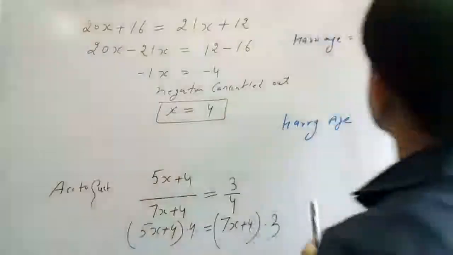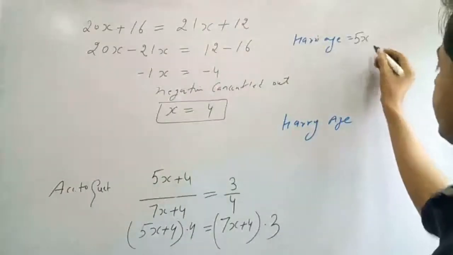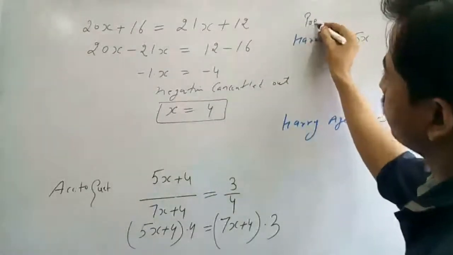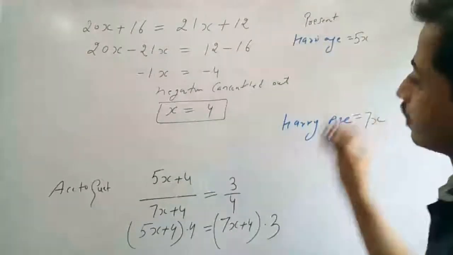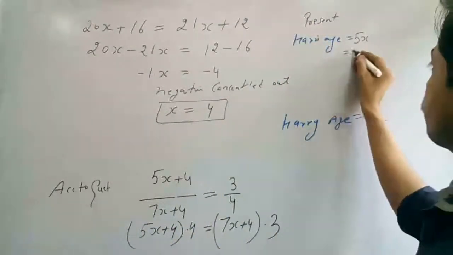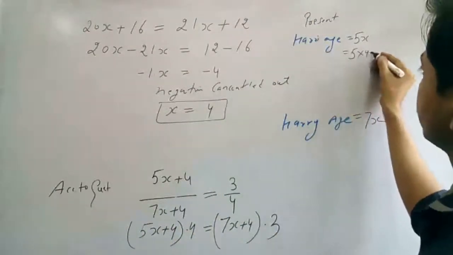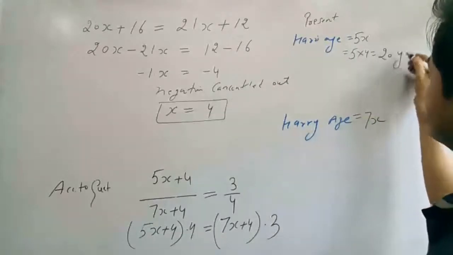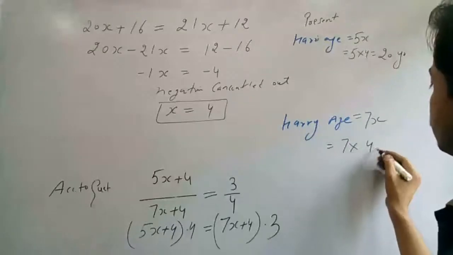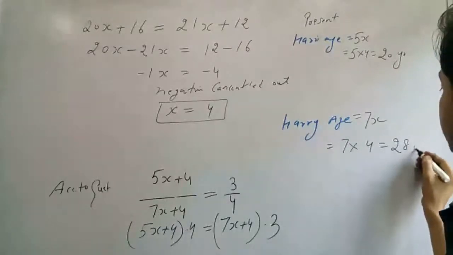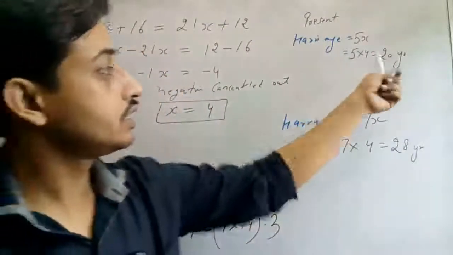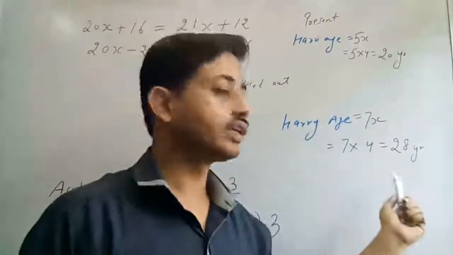5x, and Harry's age is 7x. I am talking about present age. Now we already know the value of x is 4. Now 5 into 4, we get 20 years. Same here, 7 into 4, we get 28 years. So Hari's age is 20 years and Harry's age is 28 years.